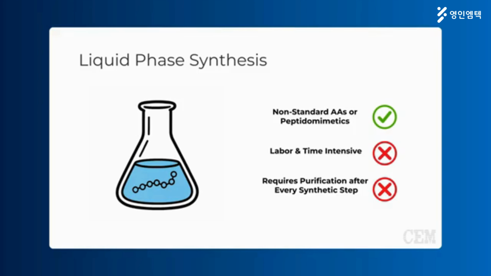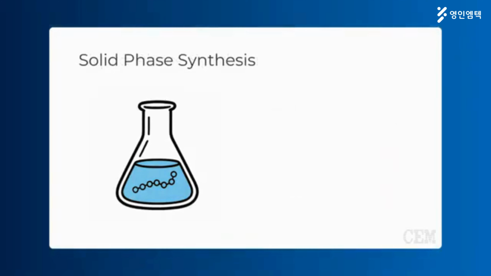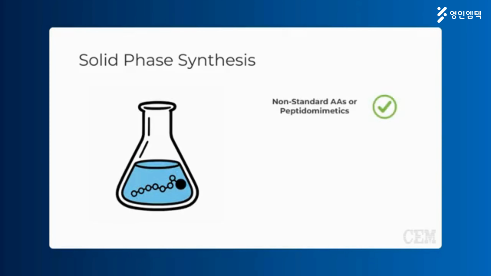synthetic step. Solid phase peptide synthesis, SPPS, is a method where peptides are also assembled by chemical means but are tethered to a solid, insoluble support within a solution. Like LPPS, this approach is compatible with sequences requiring non-standard amino acids and peptidomimetics.